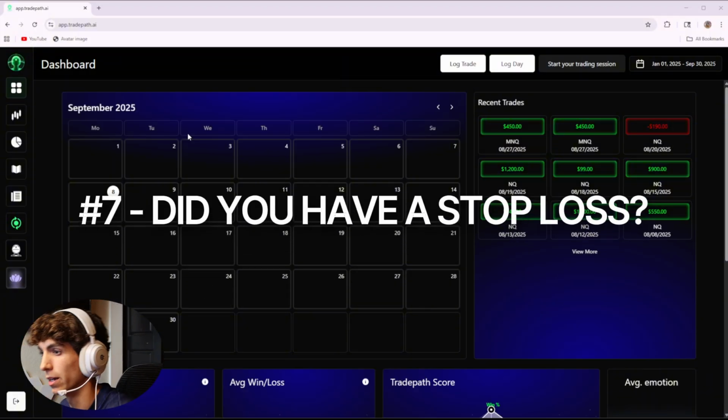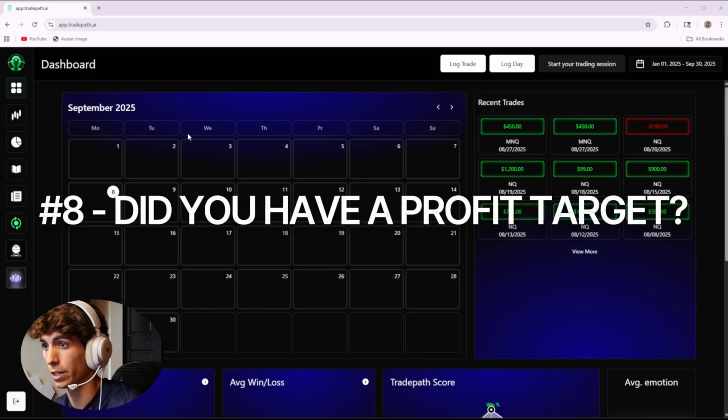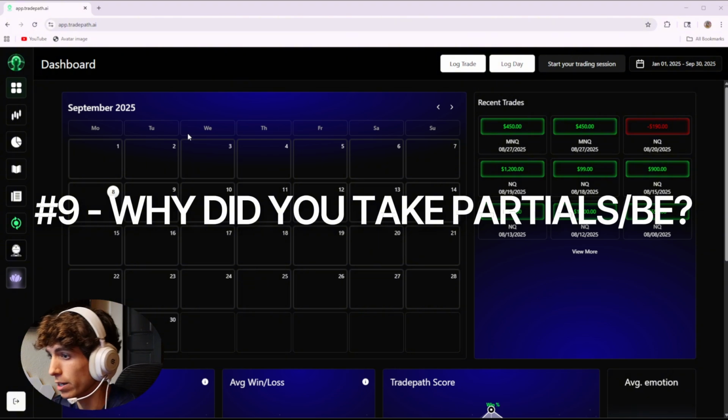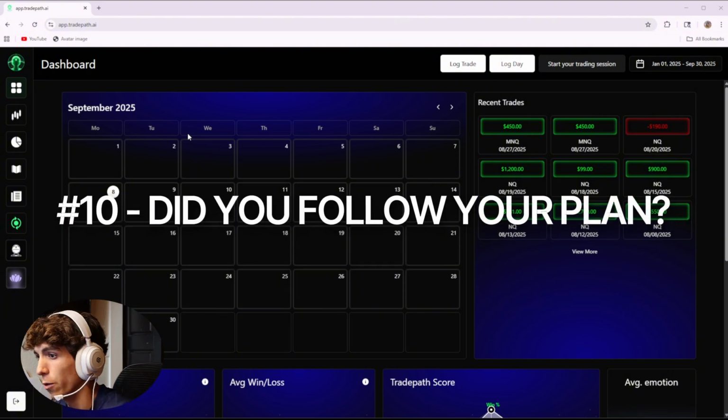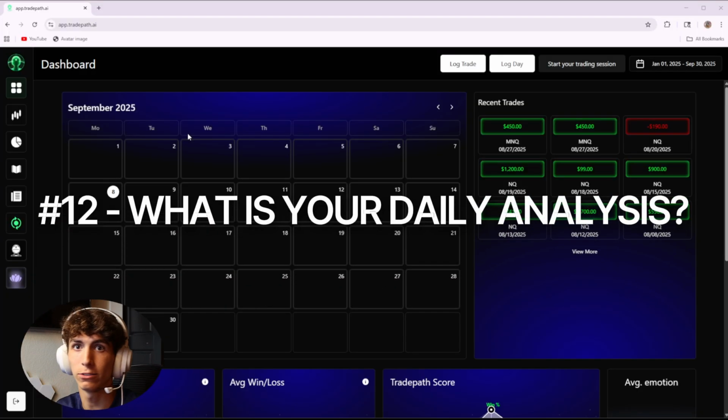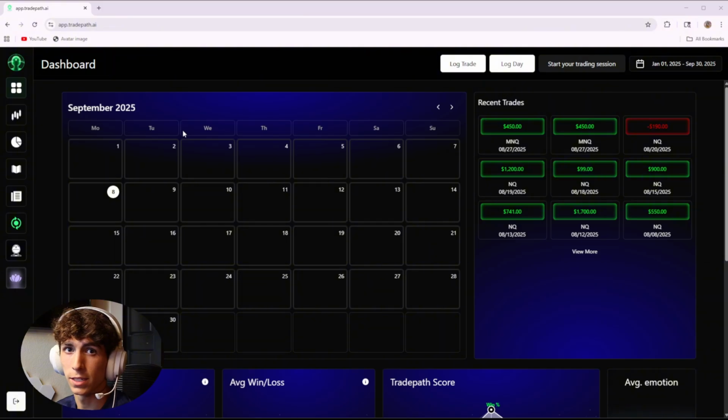Why did you put your stop loss there? Why did you put your take profit target? Why did you take partials? Your trade results: did you win, lose, or break even? Did you follow your plan, yes or no? Your emotional state out of 10, and then one lesson from the trade. You have to give a reason why you entered the trade, and you want to go over a full analysis, and I'll have it shown up for you. If you track those things, not just your P&L, not just if you went green on the day, you will get better 10 times faster than anyone just trying to make money.